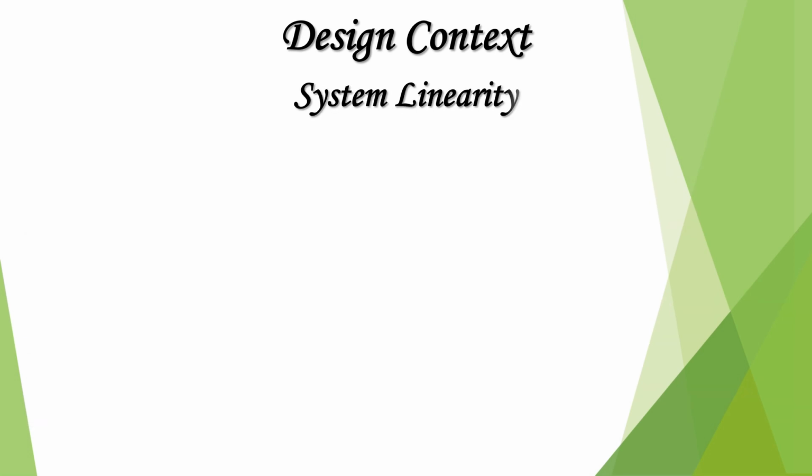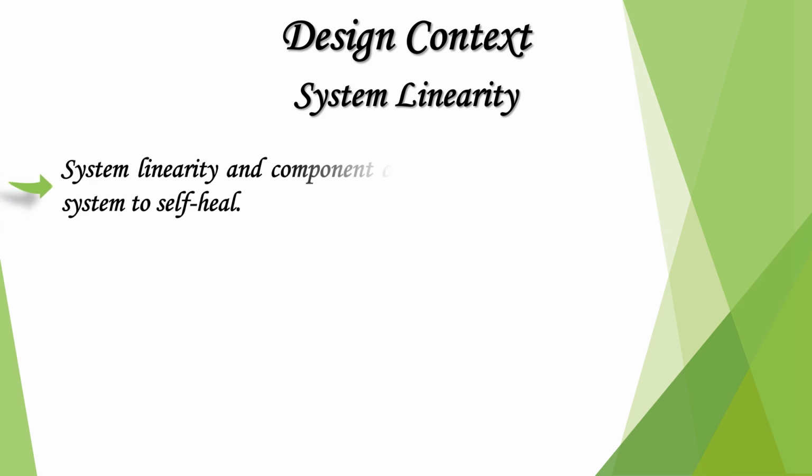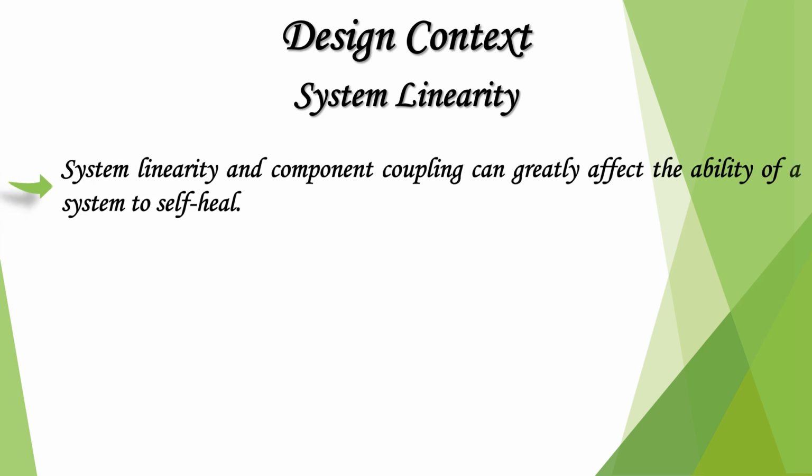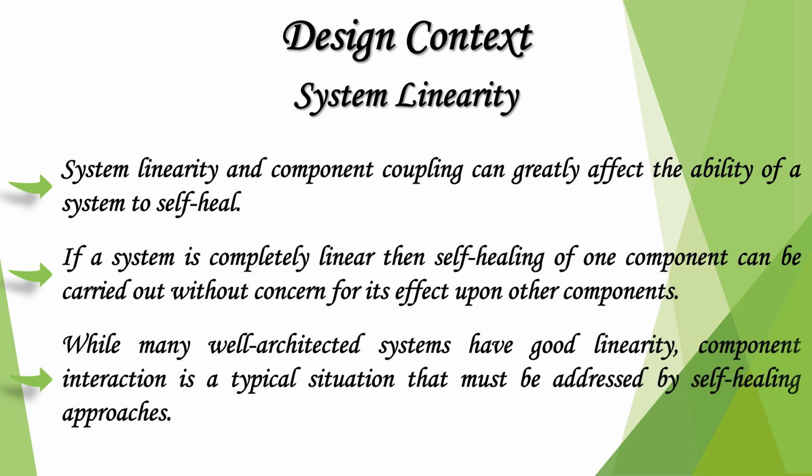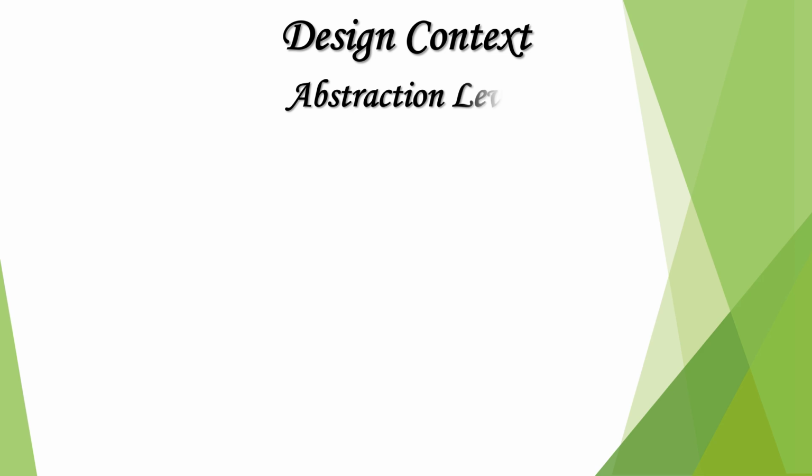System linearity. System linearity and component coupling can greatly affect the ability of a system to self-heal. If a system is completely linear, then self-healing of one component can be carried out without concern for its effect upon other components. While many well-architected systems have good linearity, component interaction is a typical situation that must be addressed by self-healing approaches.